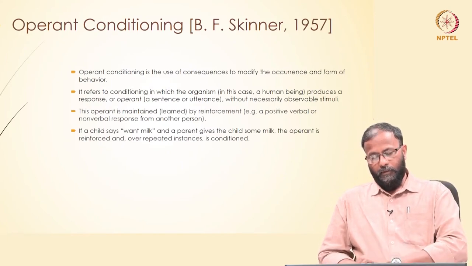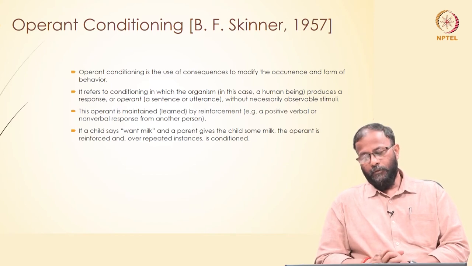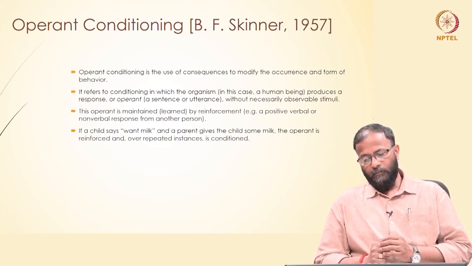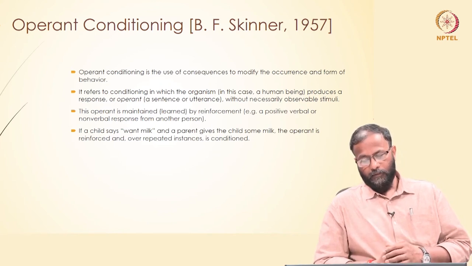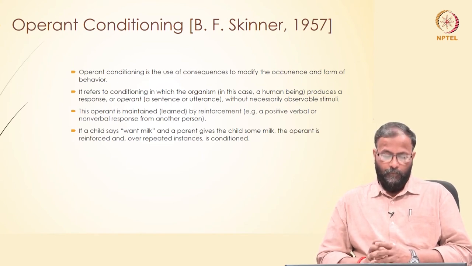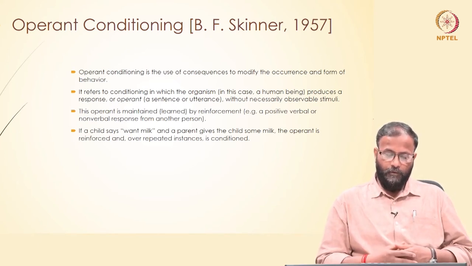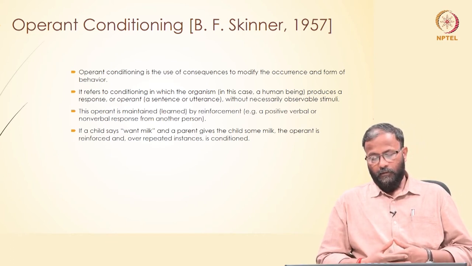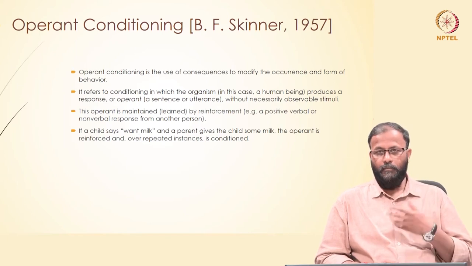Then the third vertical that we talked about is operant conditioning. Right? Operant conditioning is the use of consequences to modify the occurrence and forms of behavior. It refers to conditioning in which the organism, in this case a human being, produces a response or operant, a sentence or utterance, without necessarily observable stimuli. This operant is maintained or learned by reinforcement, positive verbal response or positive non-verbal response from another person. If a child says "want milk" and a parent gives the child some milk, the operant is reinforced, and over repeated instances, it is conditioned. So the child knows that, I have to ask for milk and I'll get milk.